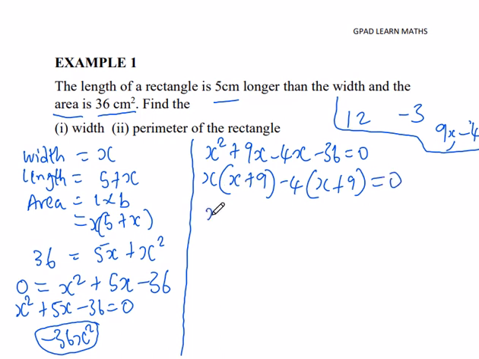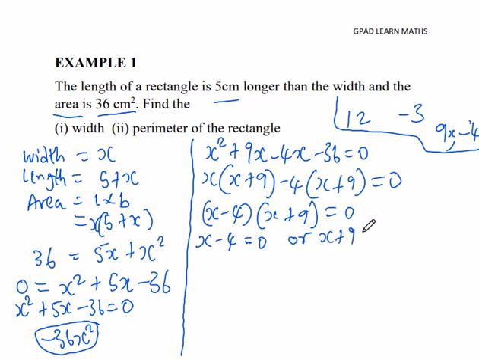So what this means is that x minus 4 and x plus 9, since everything is equal to 0, x minus 4 is equal to 0 or x plus 9 is equal to 0. So we can write this quickly as x is equal to 4 or minus 9. Now I can't use minus 9, because your width cannot be negative. So the width, that's the first question, is equal to 4 centimeter.